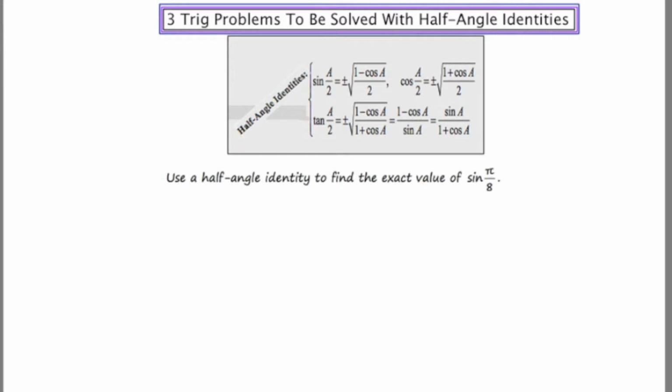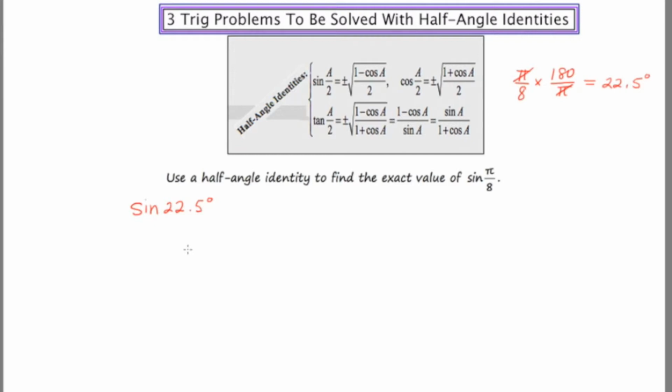Number one, use a half-angle identity to find the exact value of the sine of pi over 8. For a problem like this, the first suggestion that I would make is to convert pi over 8 to degrees by multiplying by 180 over pi. The pi's are going to cancel out, and you're going to be left with 22.5. So this problem becomes sine of 22.5.